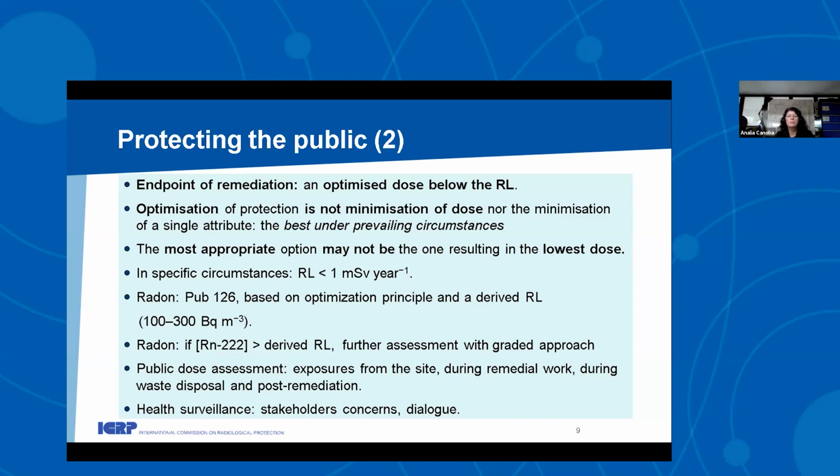Public dose assessment has to be performed for exposure from the site, during remedial work, during waste disposal, and post-remediation. Also, you will find in the text a paragraph regarding health surveillance that we also discussed a lot, because some people say it is not needed in these legacy sites because of the dose and the risk involved. But we introduce a paragraph that some stakeholders could be concerned, and it's important with the authorities to start a dialogue and to explain what will or will not be the objective of this health surveillance.